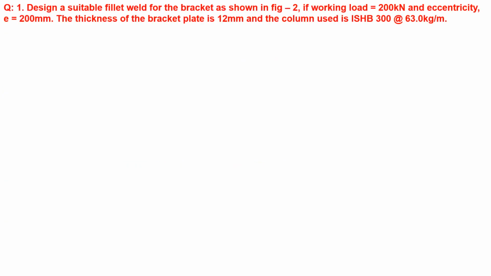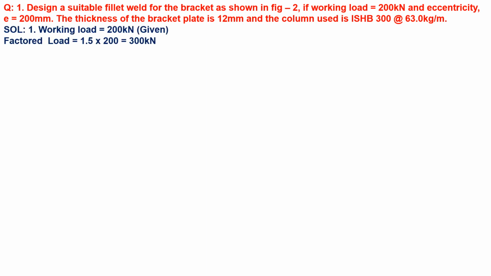Now we take one example. Design a suitable fillet weld for the bracket as shown in figure 2. The working load equals 200 kN and eccentricity e equals 200 mm, the thickness of the bracket plate is 12 mm and the column uses ISHB 300 at the rate of 63 kg per meter.